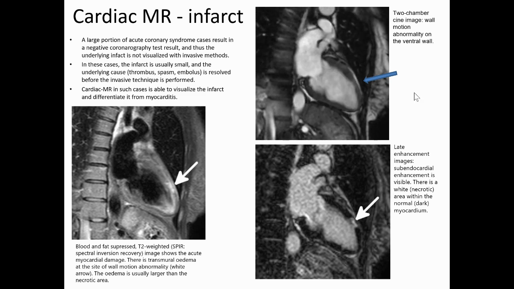That's how radiologists actually read these cases. First of all, they look at the moving images and try to assess for wall motion abnormalities, and the blue arrow is pointing to a segment on the heart which is thinner and it's not moving that well.